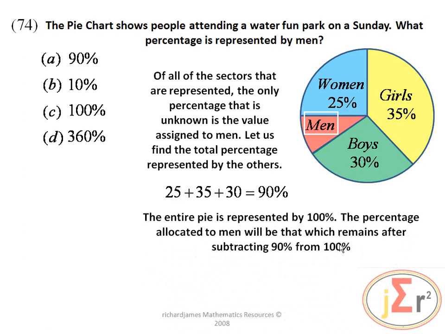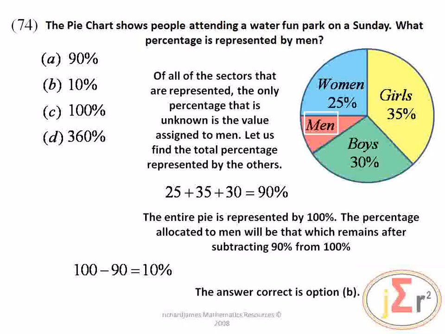The entire pie is represented by 100%. The percentage allocated to men will be that which remains after subtracting 90% from 100%. 90 subtracted from 100, or 100 minus 90, is equal to 10. The answer is option B.